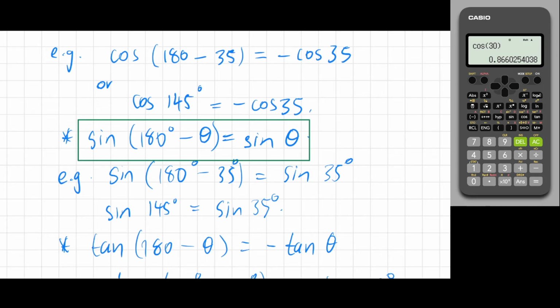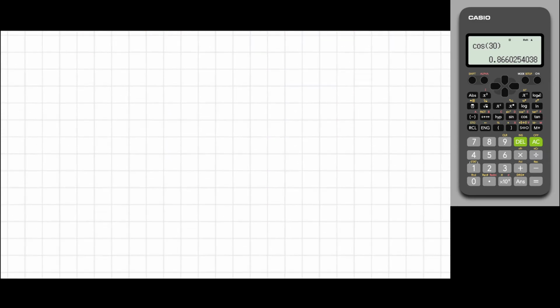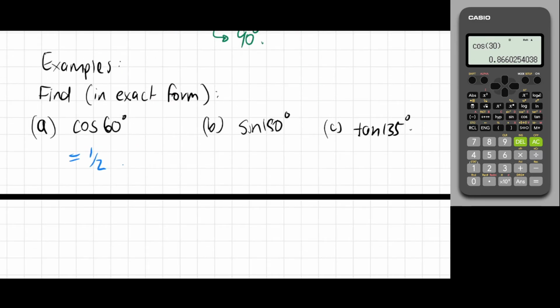Okay? So sine of 180 degrees minus theta is equal to sine of theta. Okay? So let me write that down here. So my rule is sine of 180 minus theta equals positive sine of theta, okay? It's important it's positive. So, what value of theta do I need to subtract to get to 150? Well, it has to be 30 degrees, okay?